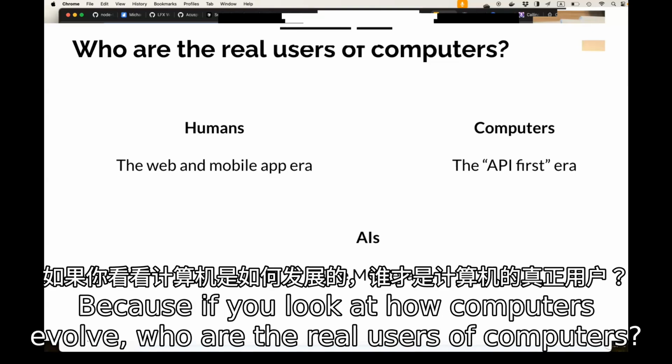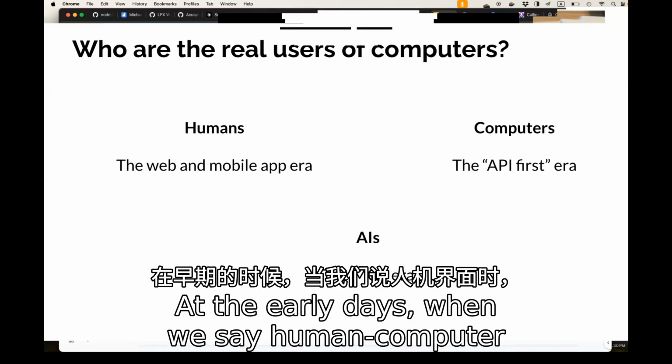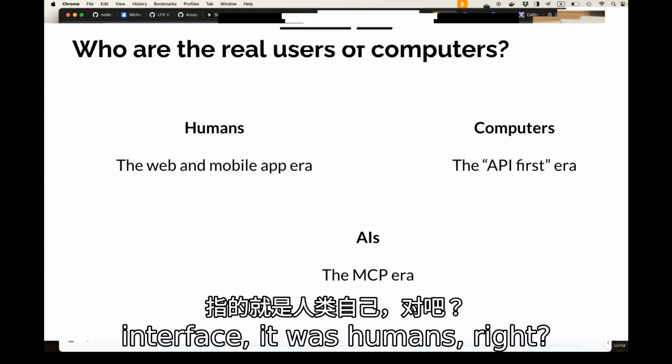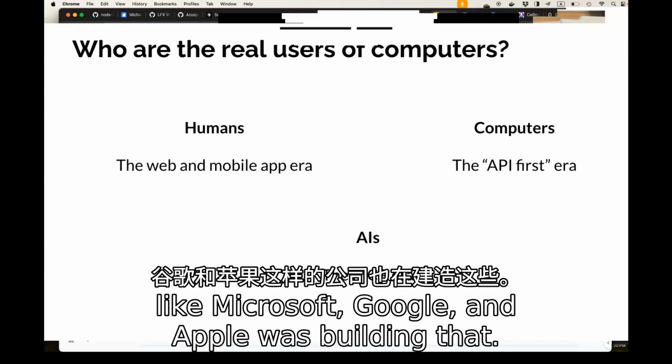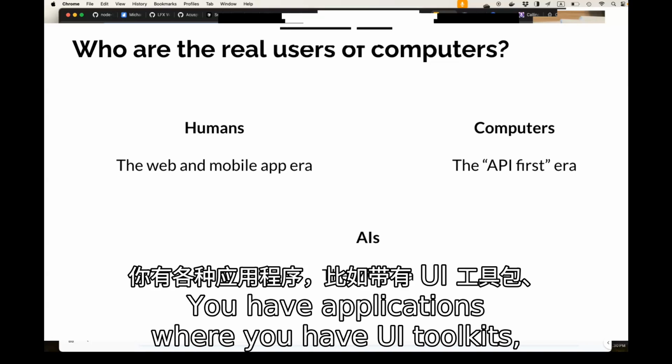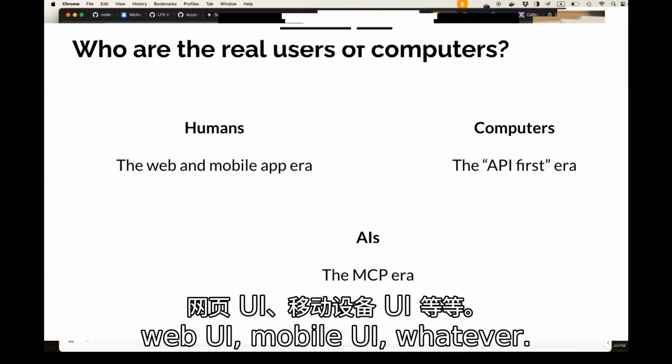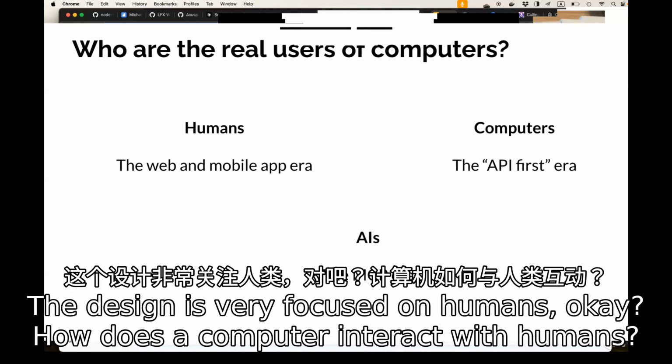If you look at how computers evolved, who are the real users of computers? In the early days, when we said human-computer interface, those were humans. In the web and mobile era, companies like Microsoft, Google, and Apple were building applications with UI toolkits, web UI, mobile UI. The design is very focused on humans: how does the computer interact with humans?